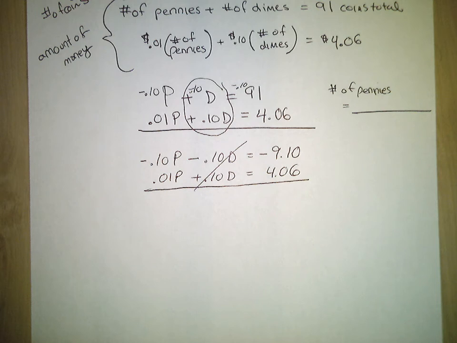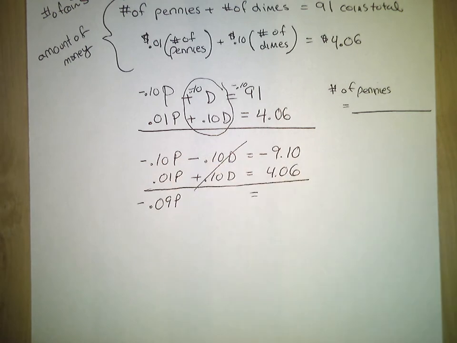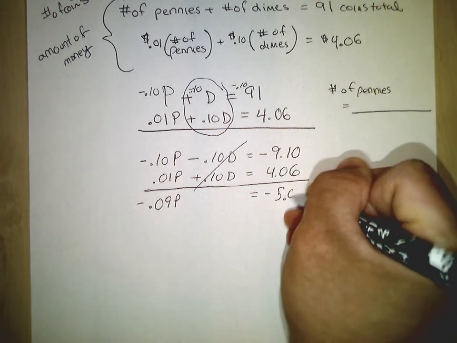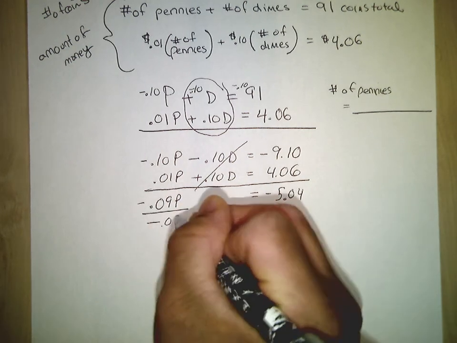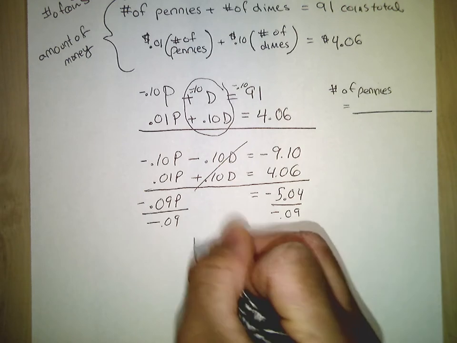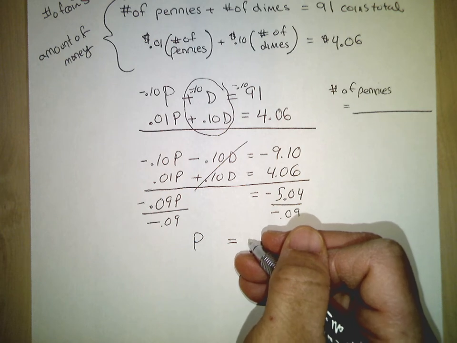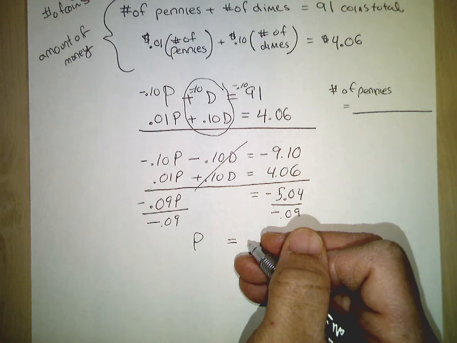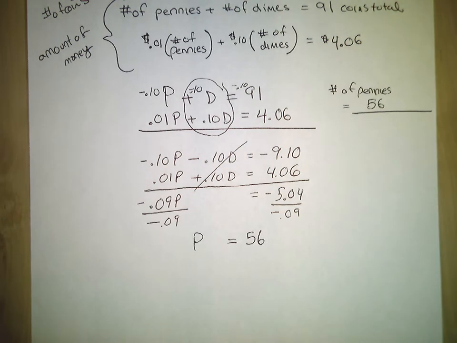Then we have a negative 0.09p is equal to negative 5.04. And then I can divide by negative 0.09 to get p is equal to, let's see, what will it be here? 56. So there are 56 pennies in this jar of coins.